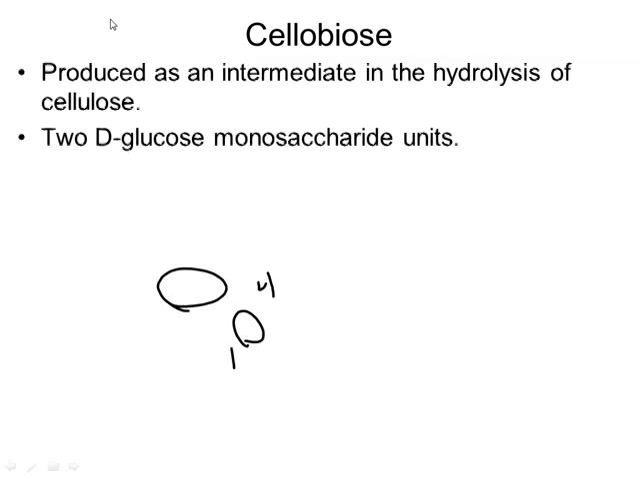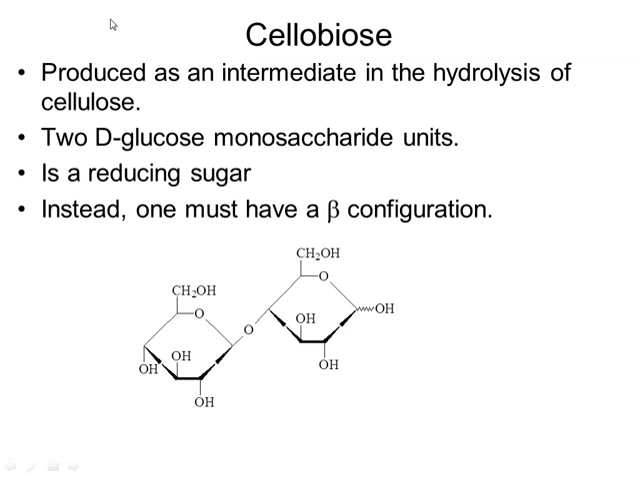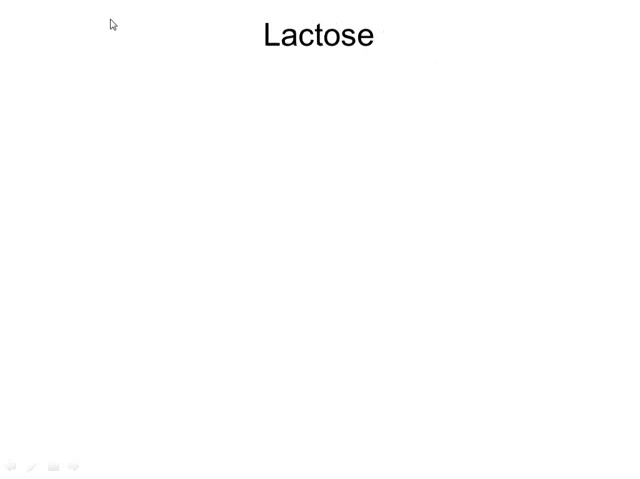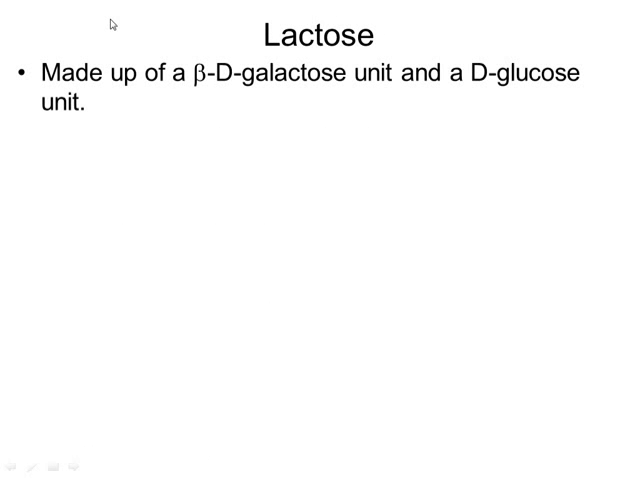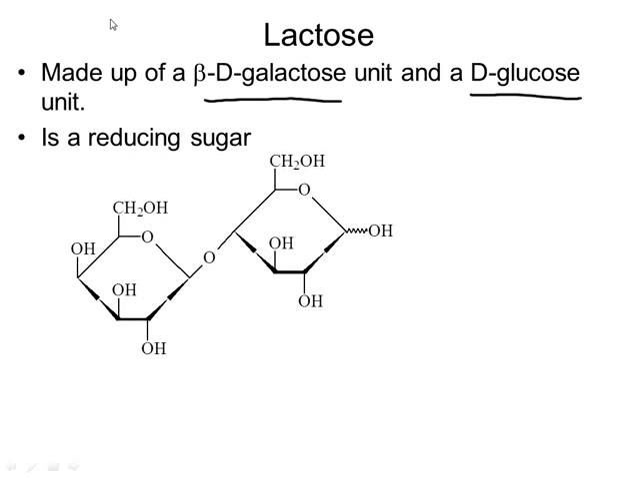So let's look at another one. You could have alpha or beta. I just left this ambiguous, but you could have alpha or beta cellobiose. And in truth, if you have a solution of cellobiose, it's in equilibrium. Lactose is a D-galactose unit and a D-glucose unit.